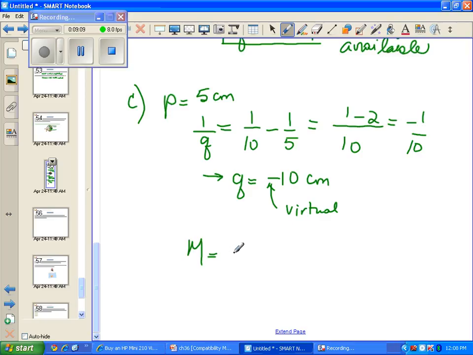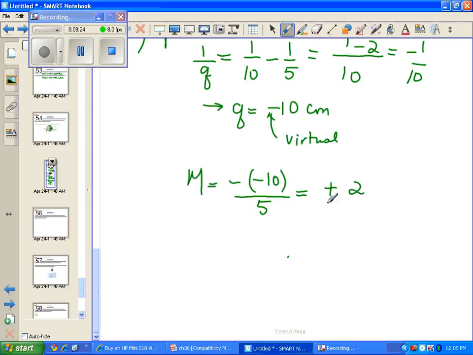M equals minus Q, well, Q is negative, so minus minus 10, divided by P, which is 5, tells us that the magnification is plus 2. Well, the positive sign tells us that it's upright. The number 2 tells us that it's enlarged.